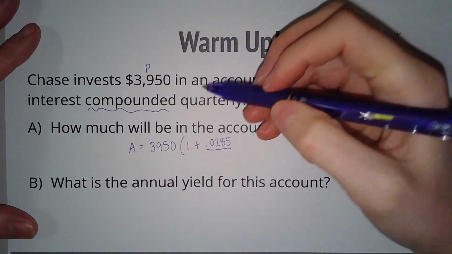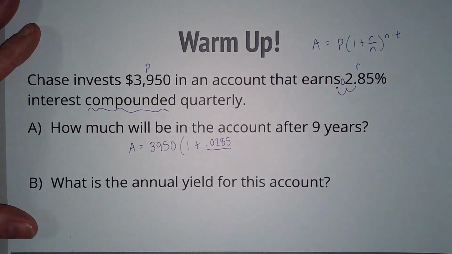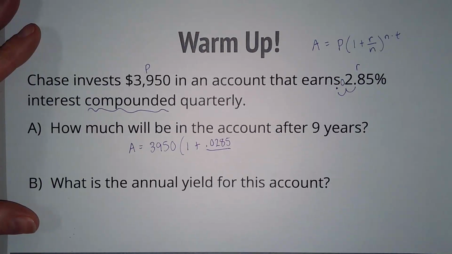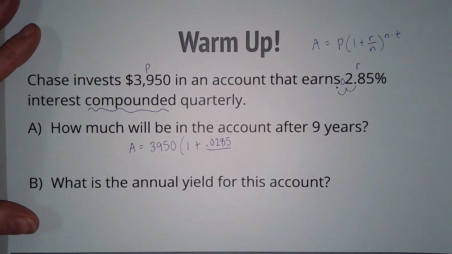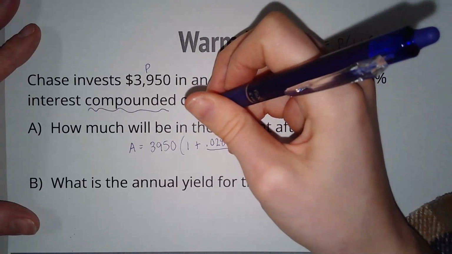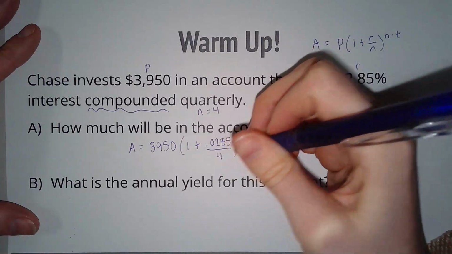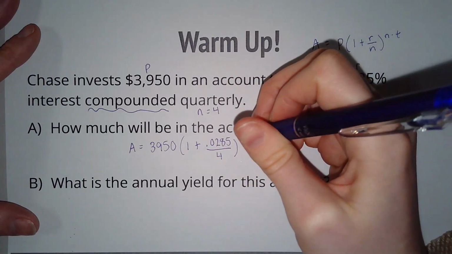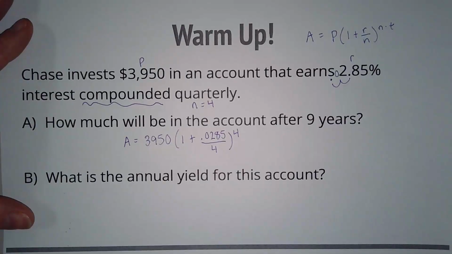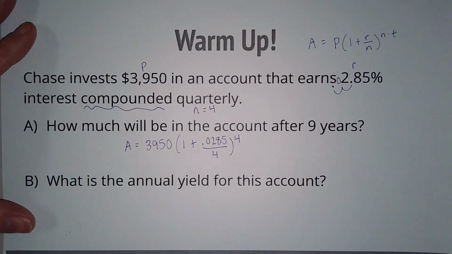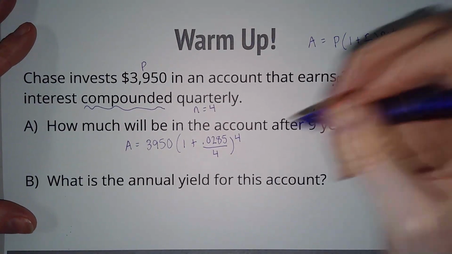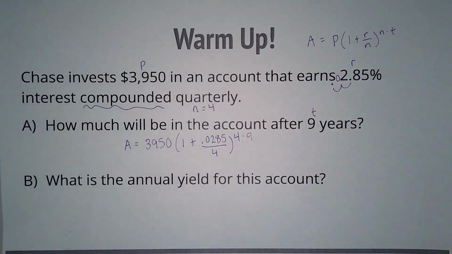N is your number of times compounded. So you should know your compounded words. That's like annually, semi-annually, quarterly, monthly, weekly, daily. Quarterly would mean 4 times a year. So we should plug in 4 for n. We'll plug that in as our denominator and as a part of our exponent. And then we'll be multiplying by time. Your time would be 9 years.